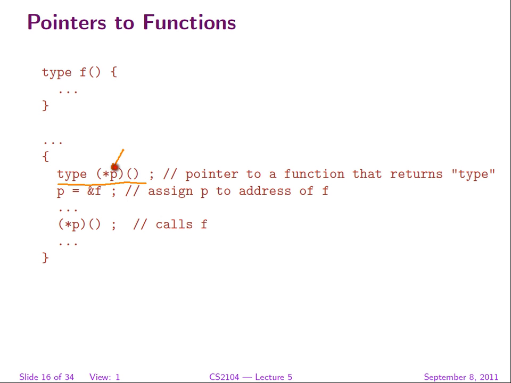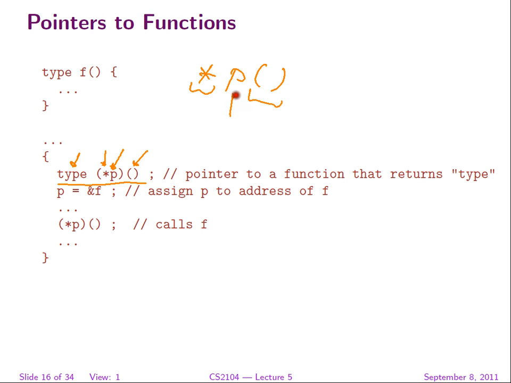P is a pointer to a function that returns type. We go inside out. We start from the identifier, and we start reading towards the outside. The star and the brackets are just type operators. They have their own precedence. So if I write star p and brackets, this has higher precedence than this. The brackets have higher precedence than the star.